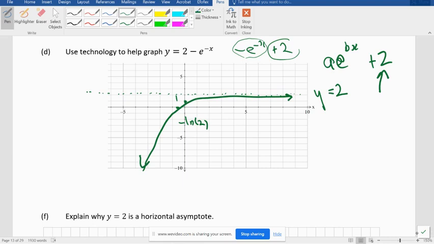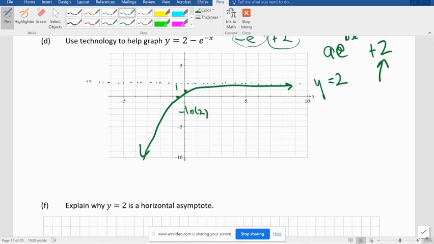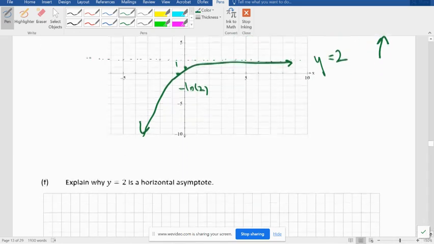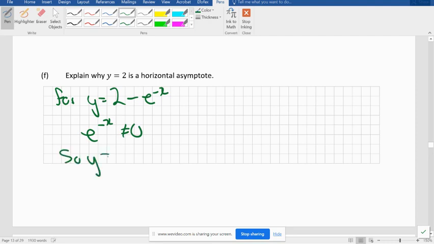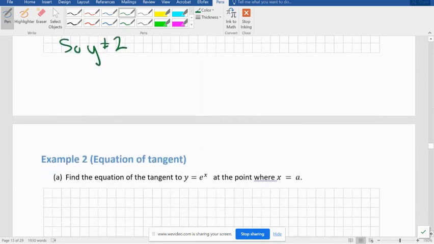Okay. Now it says explain why y equal to 2 is a horizontal asymptote. You could just use something I just said before. So like for y equals 2, take e to the minus x. We know that e to the minus x can never equal 0. In fact, it's always positive. So we're never going to get an answer of y equal to 2. Okay, and that's the way to sort of generally explain them. If you look at the solutions of the book, it explains it another way, but I think that's probably the best way to explain it now. Okay, so you can check those solutions as well if you want.